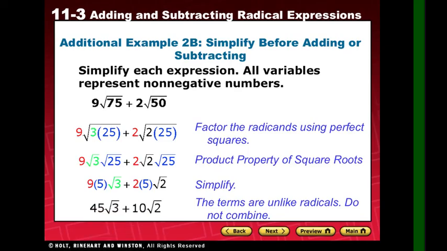Since the terms are unlike radicals, do not combine. So this is our final answer for this particular example. We simply simplified the given 9 square root of 75 plus 2 square root of 50, which is also equal to 45 square root of 3 plus 10 square root of 2.